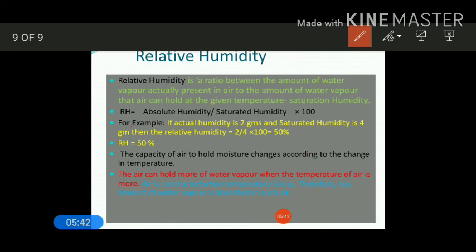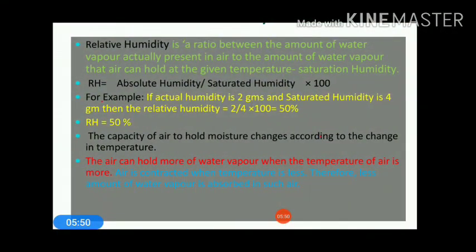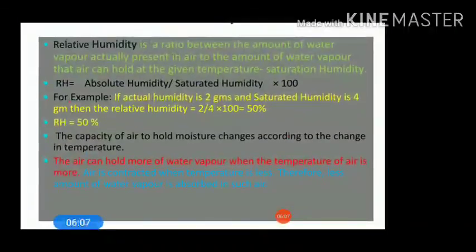So next we see the air can hold more water vapor when the temperature of the air is more. So to have more water vapor in the air, the air needs to have more temperature. If there is more temperature in the air, then the capacity of holding water vapor will be more. So air is contracted when temperature is less, and air expands when the temperature is more. When air temperature is less, the air gets contracted. So therefore less amount of water vapor is absorbed in such air.